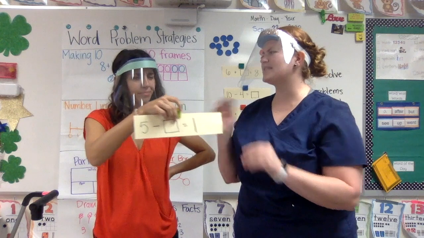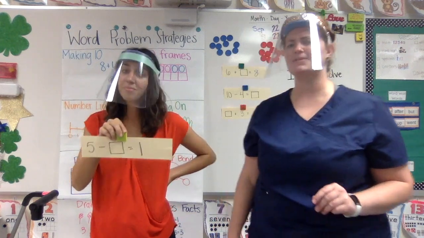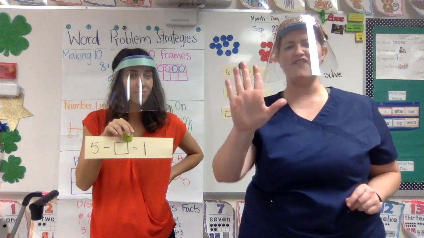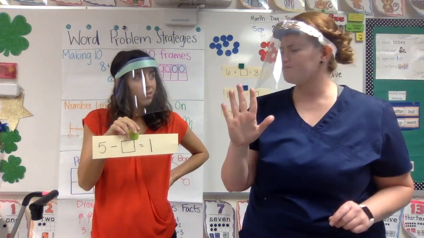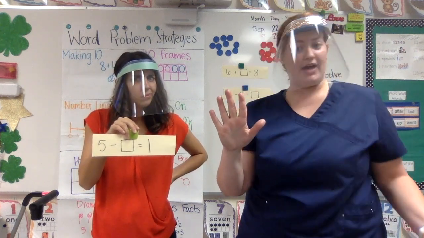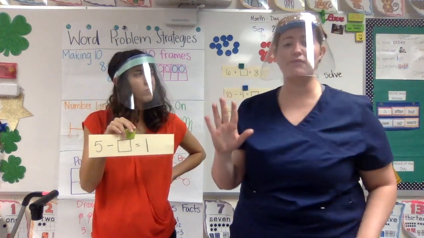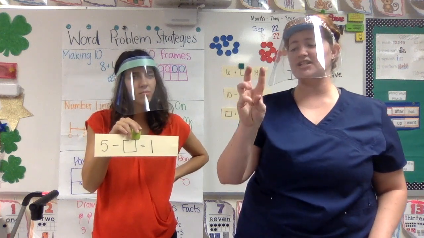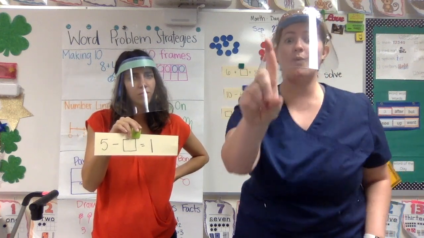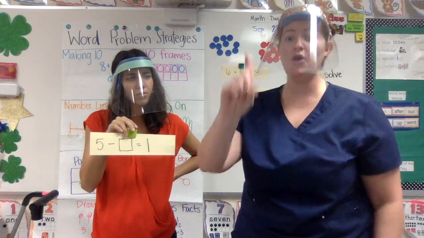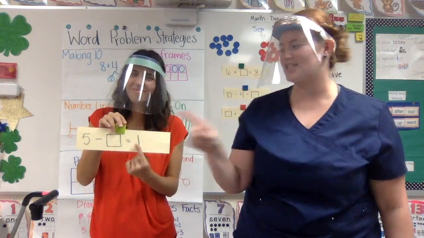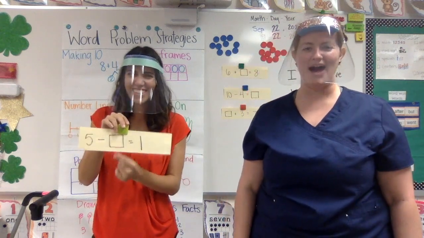You know what? I'm going to use the same strategy as Miss Lustico and use my fingers. I started with 5. Here are my fingers, 5. I dropped some. I don't know how many, but I know I'm only supposed to have 1 left. So I'm going to put fingers down until I only have 1 left. And I had to put down 4 fingers. So 4 goes in the box.